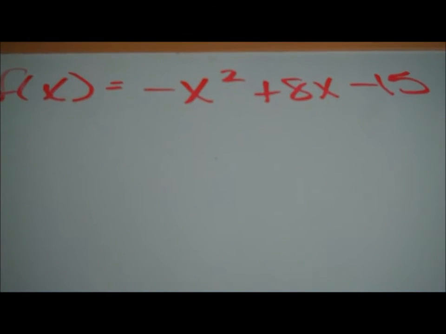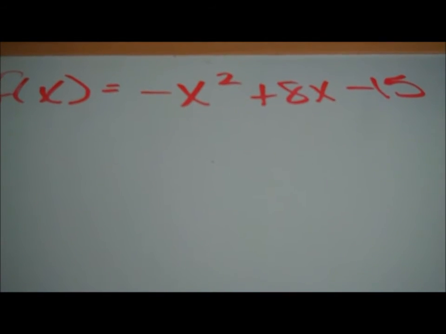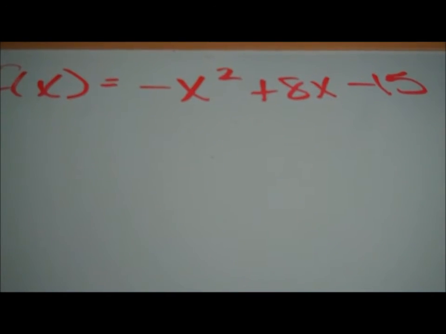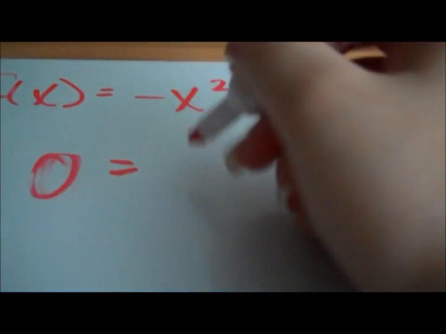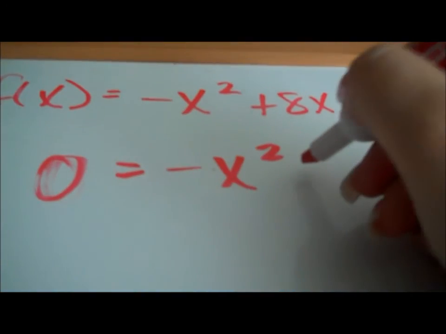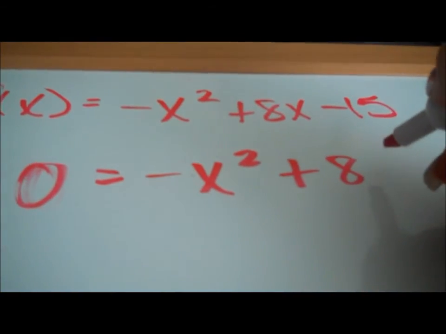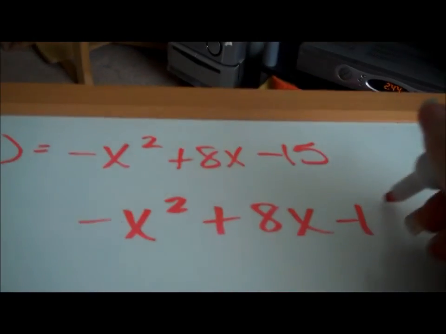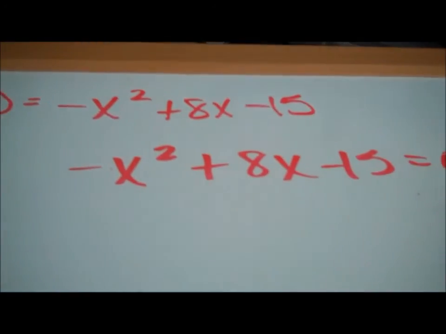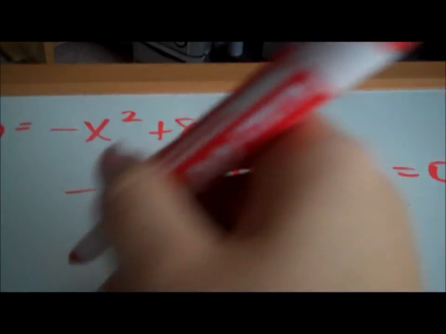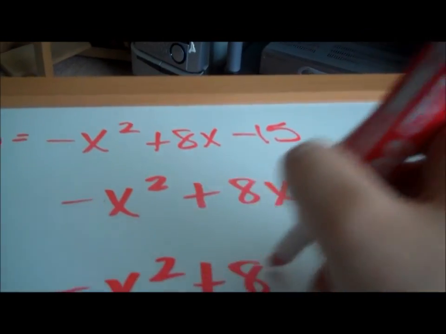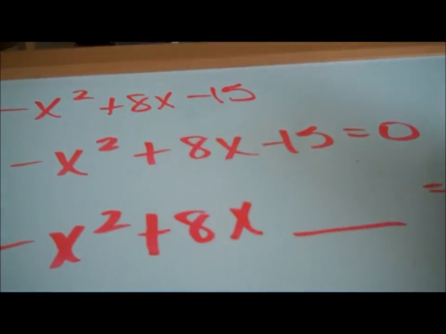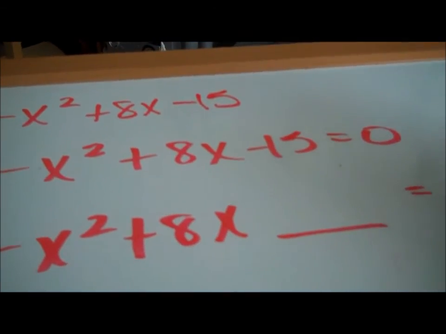Okay, here's another example of a quadratic that needs to be graphed. We need to find the x-intercepts, the y-intercept, and the vertex. So I'm going to go ahead and write this with a 0 at the end so that we can complete the square. Actually, I'm going to write the 0 over here. Okay. Going to move the 15 to the other side by adding it to the other side.